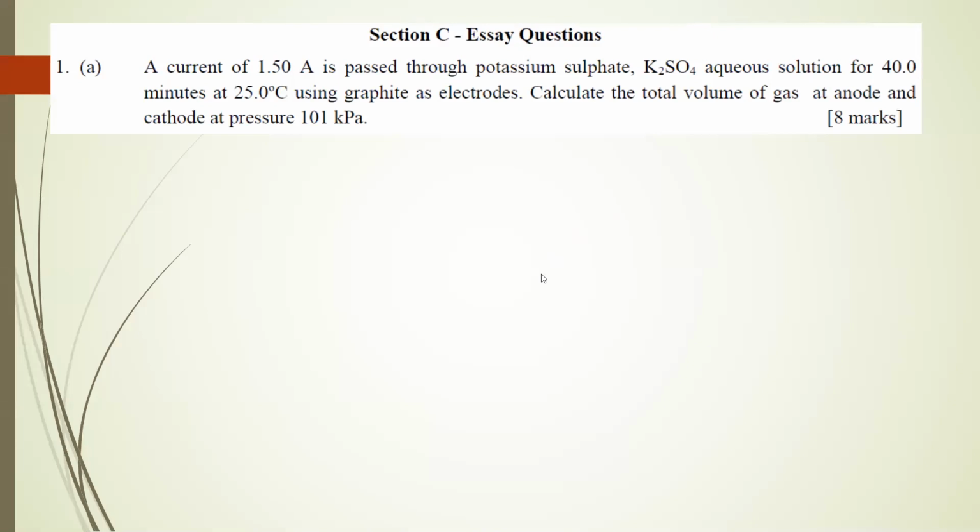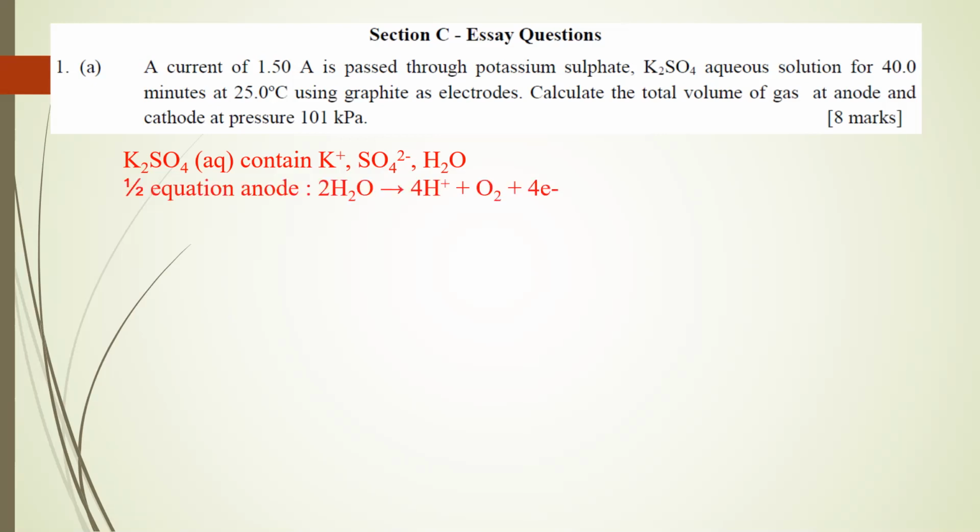Okay, so first of all, you need to deduce what is the product given off by potassium sulfate. So you have to deduce by using the electrolysis. Since K2SO4 aqueous contains K plus, SO4 2 minus and also H2O, the expected product of the electrolysis at anode is H2O gives 4H plus plus O2 plus 4e minus. No need to explain to that extent because this question asks you to calculate the volume of gas at the end of the day.